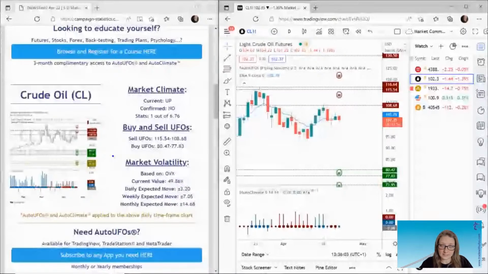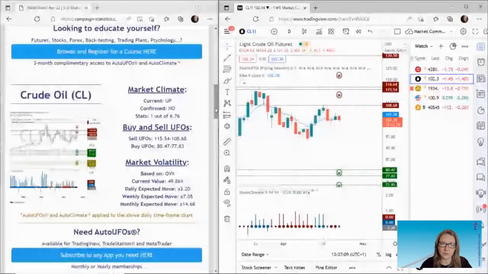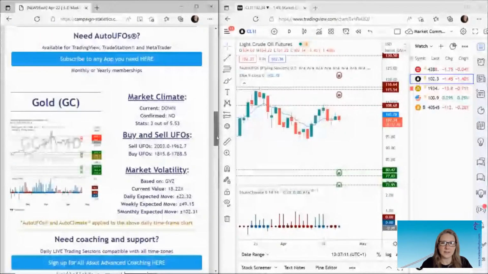In terms of volatility with oil, we'd expect movement up or down in 1 year of 49.86%. So in a day, 3.2 points. In a week, 7.05 points. And in a month, 14.68 points, either up or down. So that's crude oil. The next market is gold.